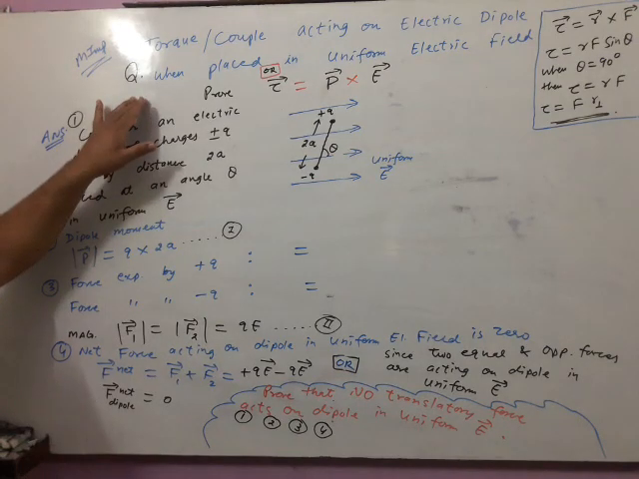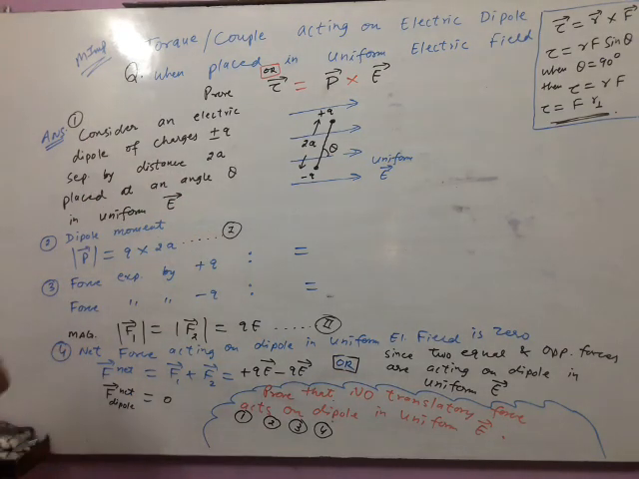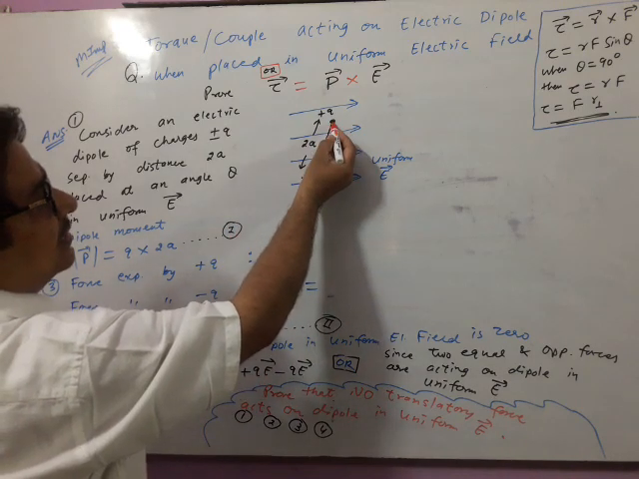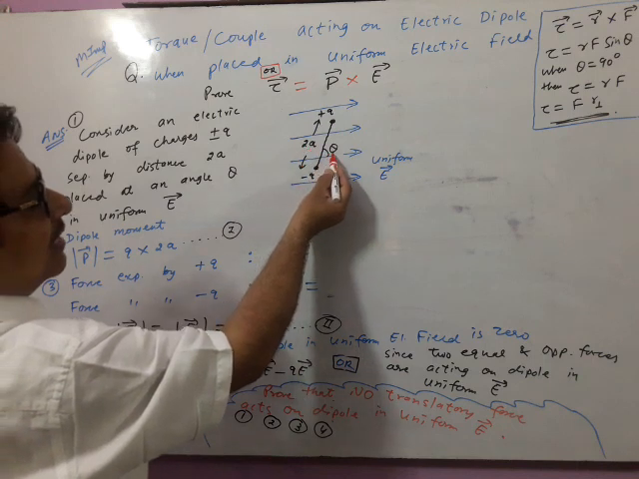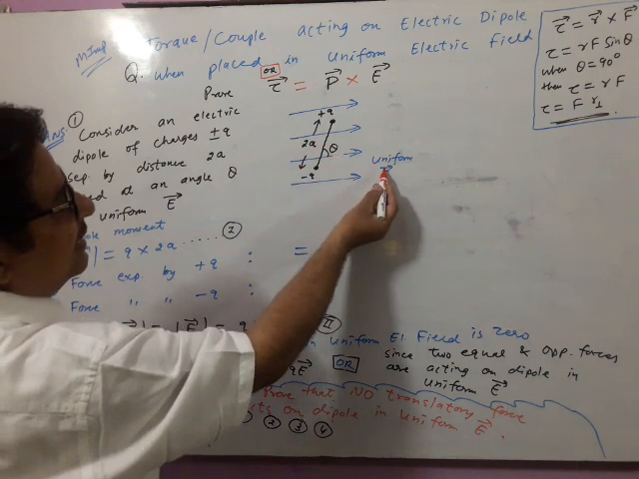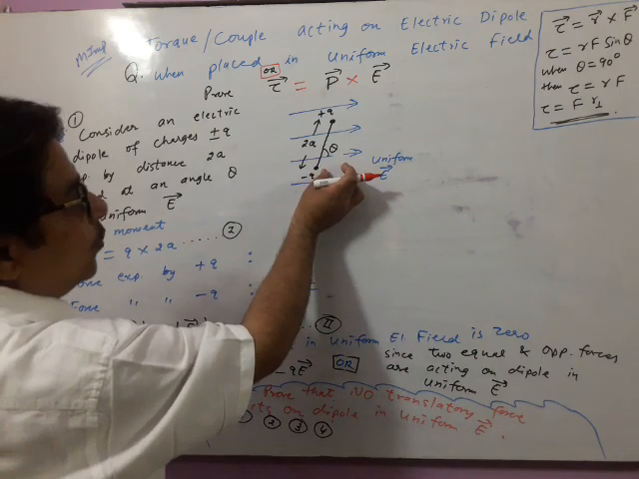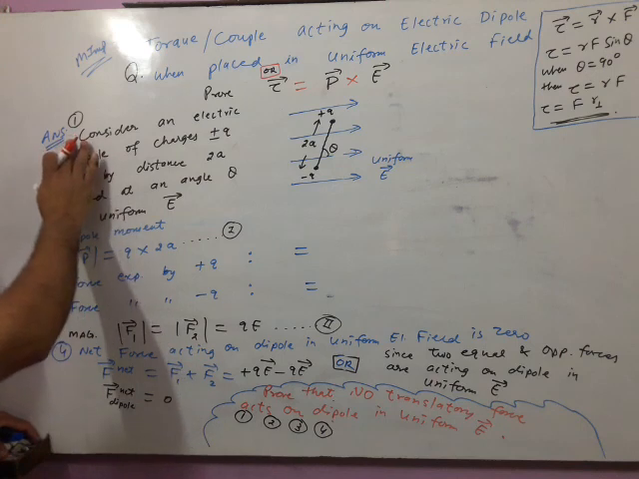So this is the derivation. How to have notes, how to write in examination. See this. This is the theory of the derivation. First of all, consider an electric dipole, minus q and plus q, separated by distance 2a, placed at an angle of theta in a uniform electric field. Whatever you consider, whatever your requirement, write this. This is point number 1, theory of the derivation.